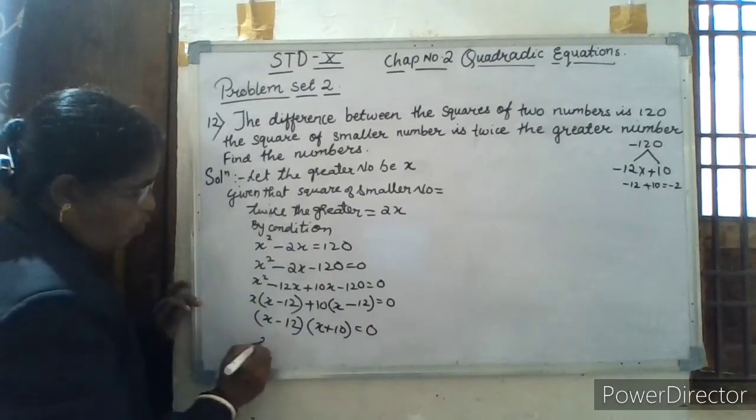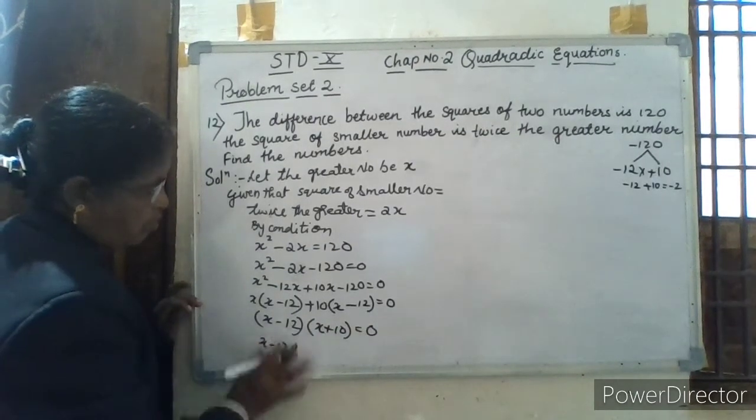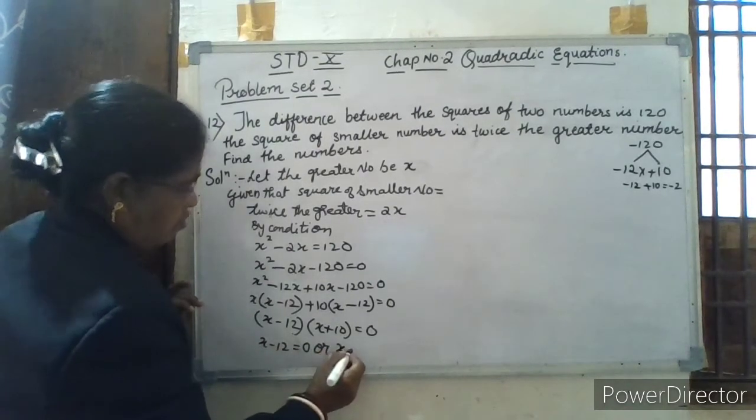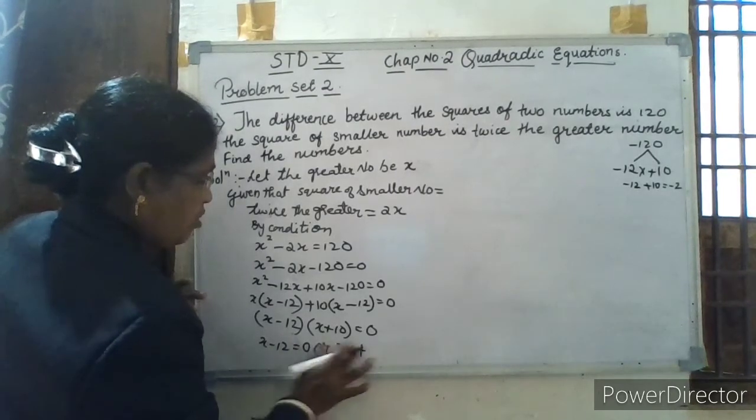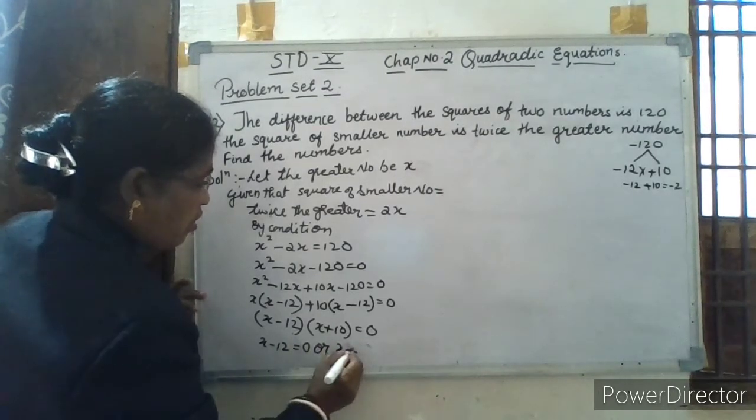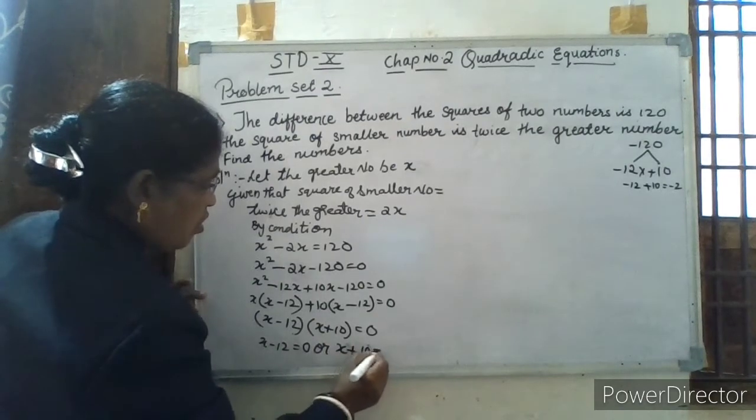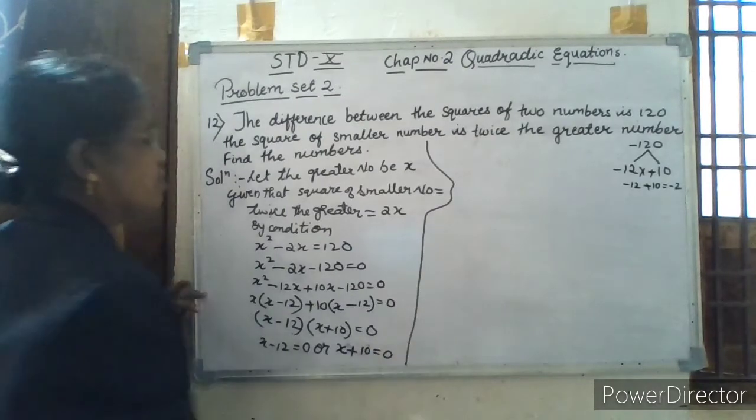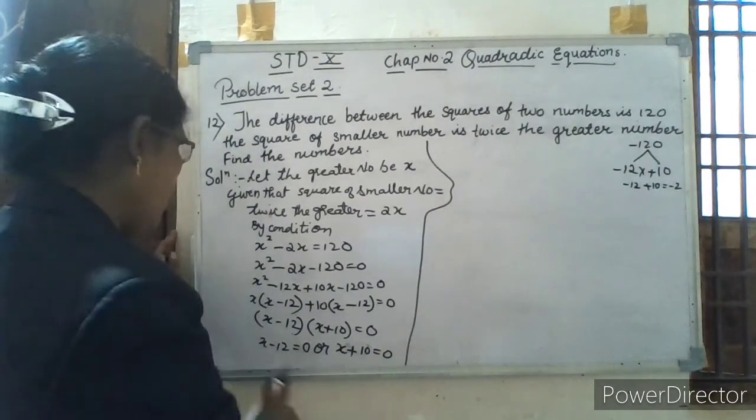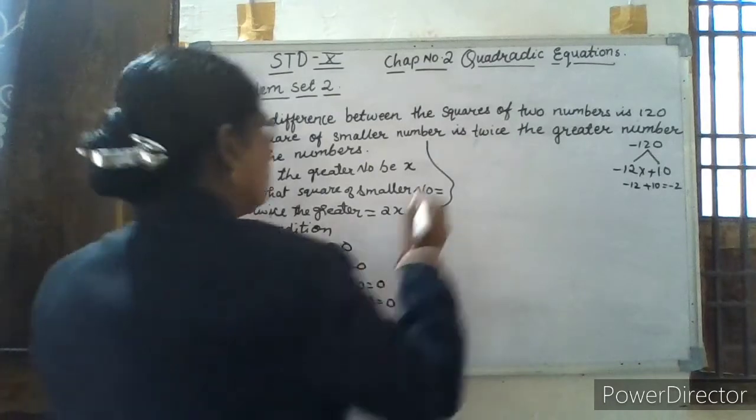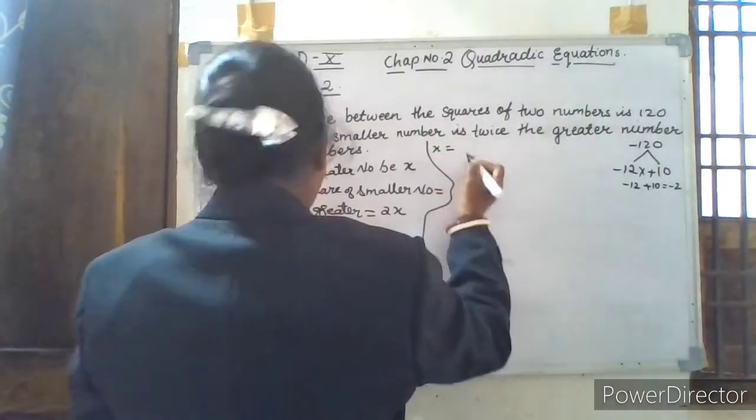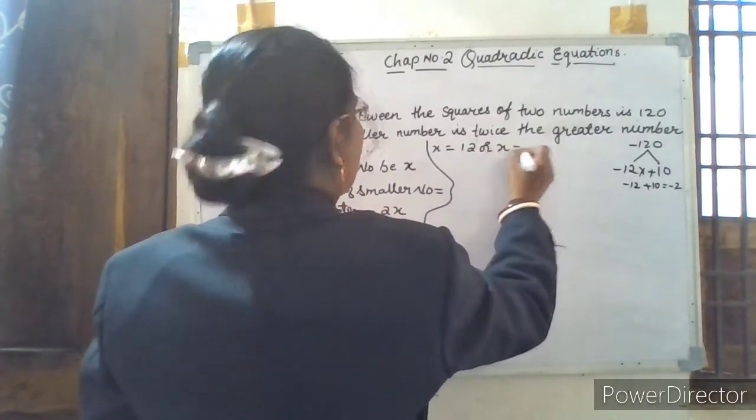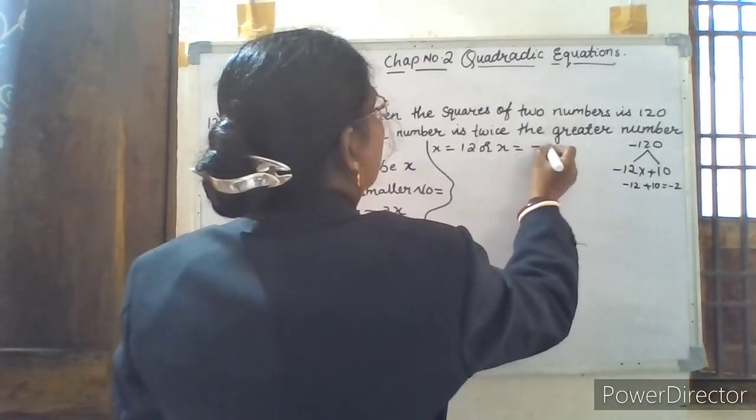So x minus 12 equal to 0 or x plus 10 equal to 0. Now we got it in this form. Now x is equal to 12 or x is equal to minus 10.